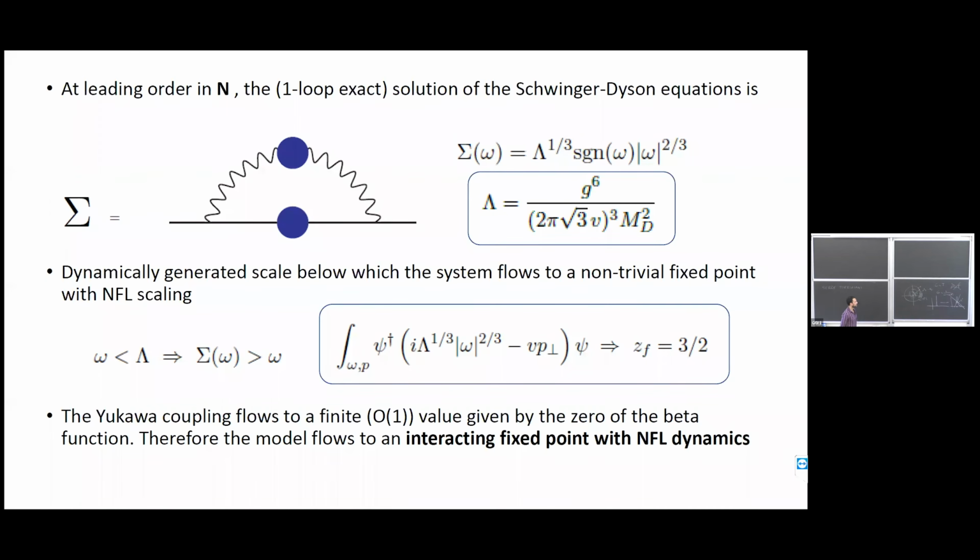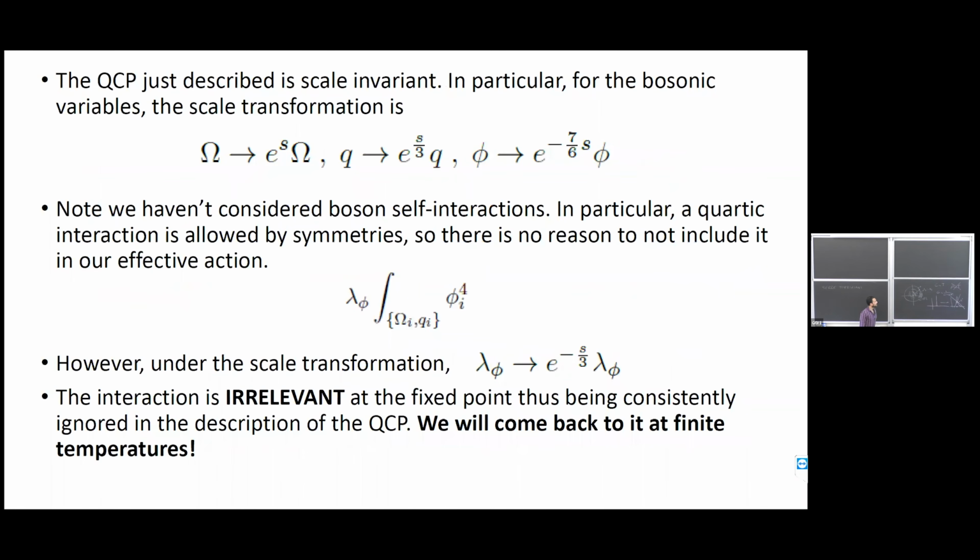And so the model below this dynamically generated scale flows to an interacting non-Fermi liquid. A last remark about the quantum critical point.